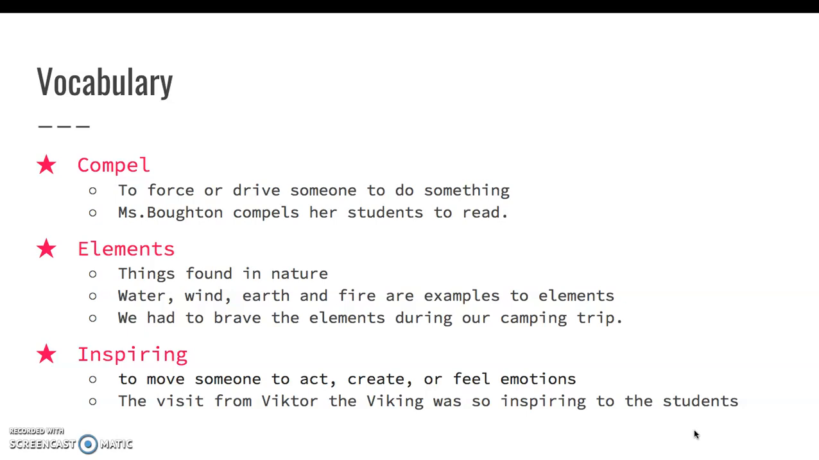The last word is inspiring. To move someone to act, create, or feel emotions. So if something is inspiring, it might cause you to feel some type of way, and then you would act based off of those emotions. Okay? Say that with me again. Inspiring. To move someone to act, create, or feel emotions.